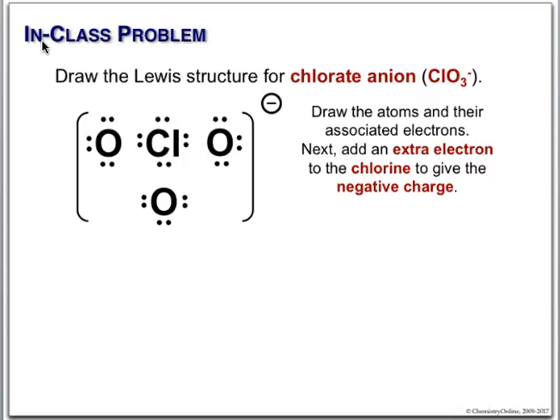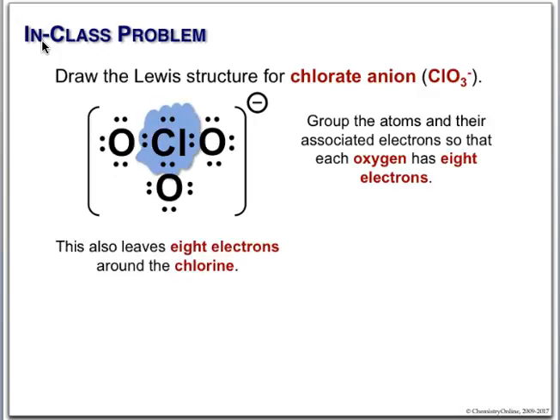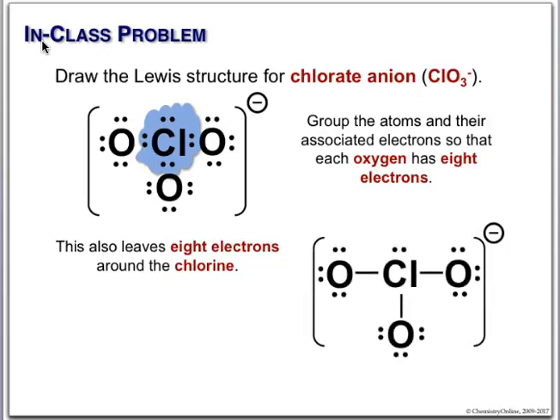2 electrons per bond, scooch them up. Here we have 8 electrons around our oxygens. All oxygens have 8 electrons, don't they? And our chlorine in the middle also has 8: 2, 4, 6, 8. Everybody has an octet. Everybody is happy. We'll make our bonds into dashes, and this is what we would draw for the chlorate anion.